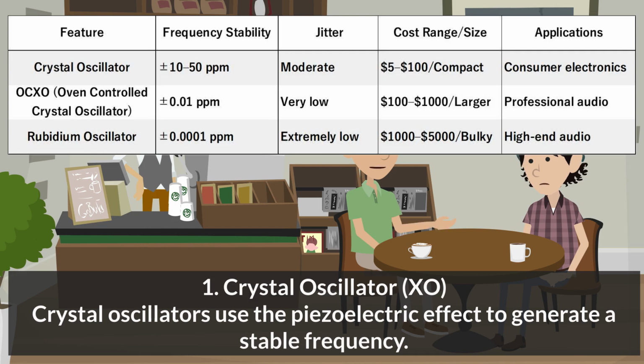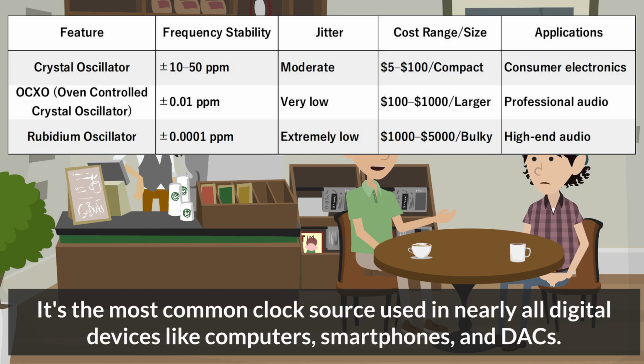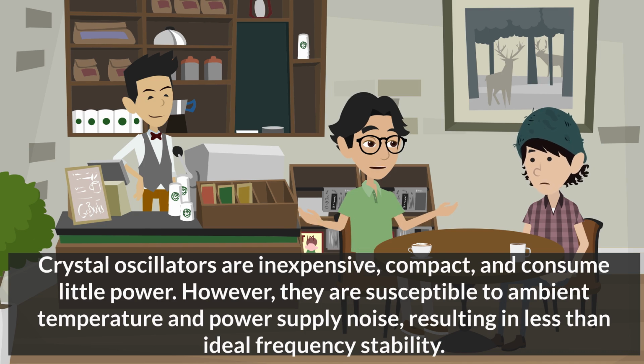First, the crystal oscillator, XO. Crystal oscillators use the piezoelectric effect to generate a stable frequency. It's the most common clock source used in nearly all digital devices like computers, smartphones, and DACs. Crystal oscillators are inexpensive, compact, and consume little power. However, they are susceptible to ambient temperature and power supply noise, resulting in less than ideal frequency stability.